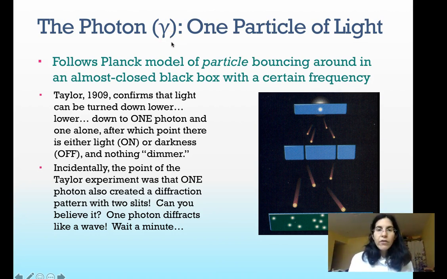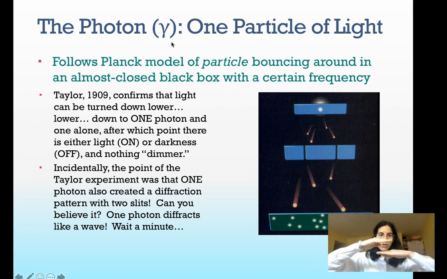All right, here we are. One photon is one little particle of light. The photon follows the Planck model of a particle bouncing around in an almost closed black box with a certain frequency. This means that light is finite. You can model it like a hose of water. You can have a fire hose, foosh, lots and lots of particles with a very high amplitude. Or you can have a garden hose, spray, a few particles looking like a low amplitude.